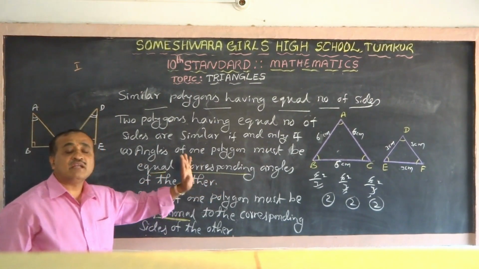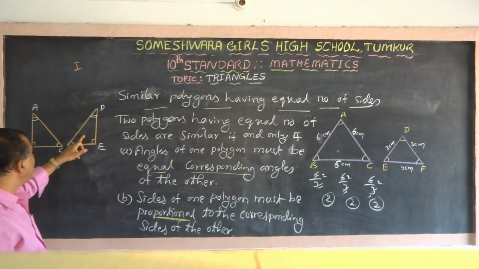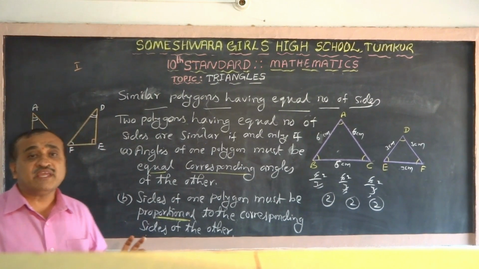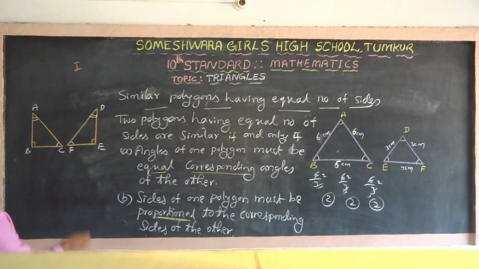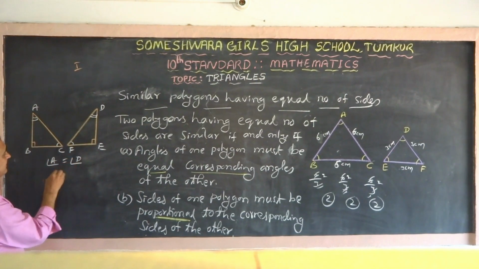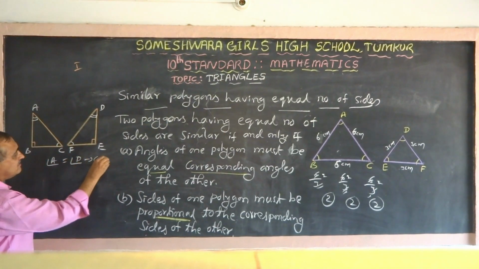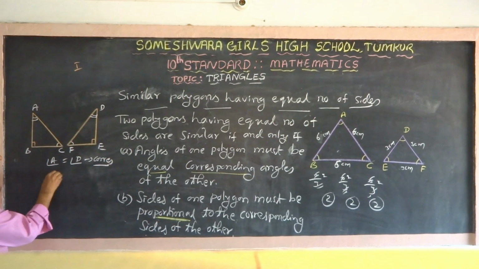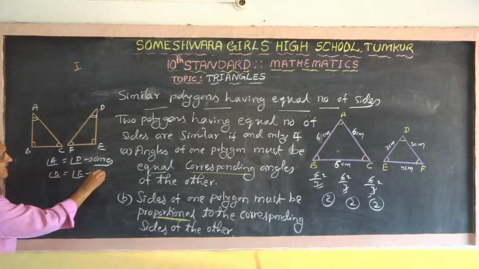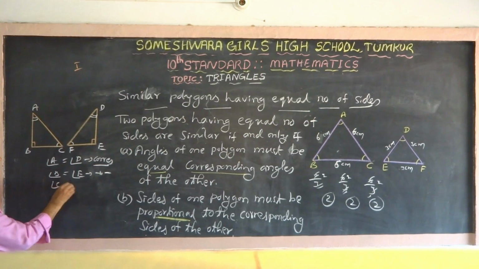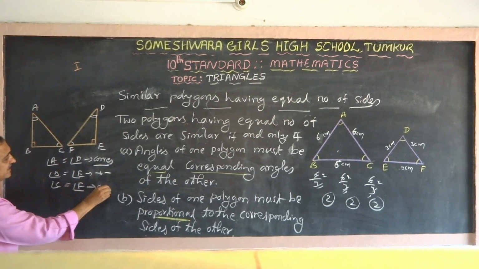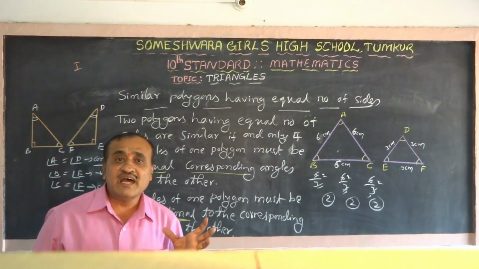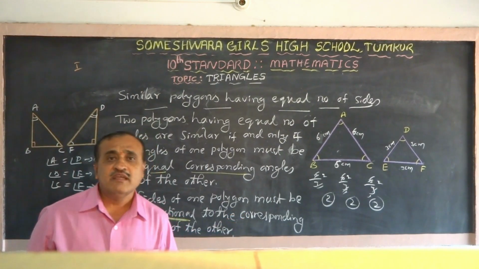Equal angles are called corresponding angles. In two triangles, a pair of equal angles are called corresponding angles. Angle A is equal to angle D. Therefore, these two are corresponding. Angle B equals angle E. Angle C is equal to angle F. These are again corresponding angles. What is the meaning of corresponding? Corresponding angles mean the pair of equal angles.